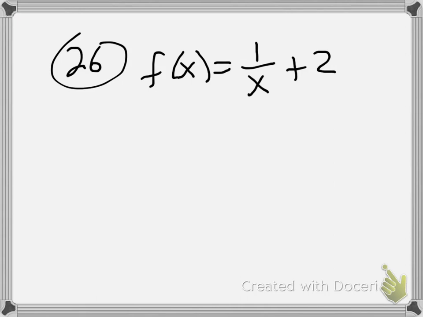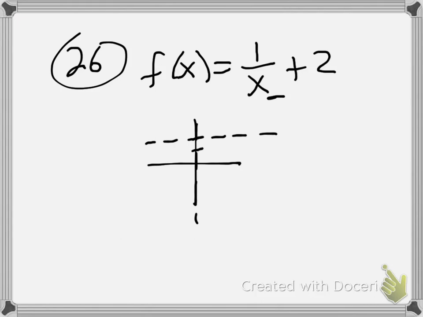Question 26 is talking about an inverse function. Alright, so with my inverse function, I don't have any left or right movements with my x, so it does not have a vertical asymptote other than my actual y-axis. And my function does have a +2, so it's going to have a horizontal asymptote crossing at 2.